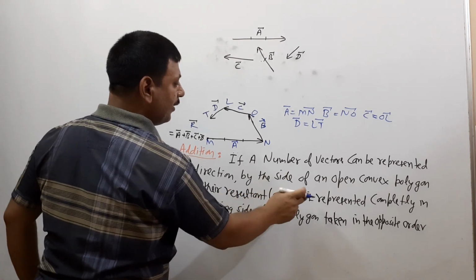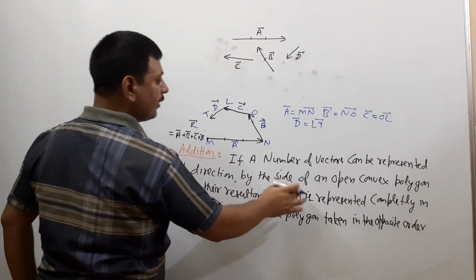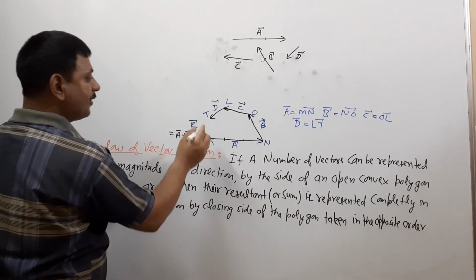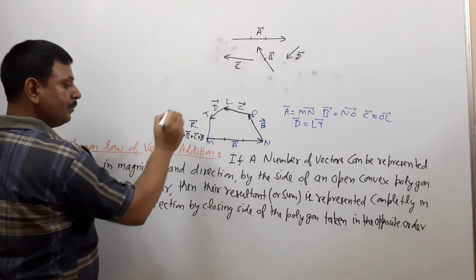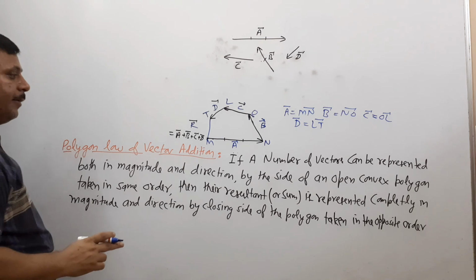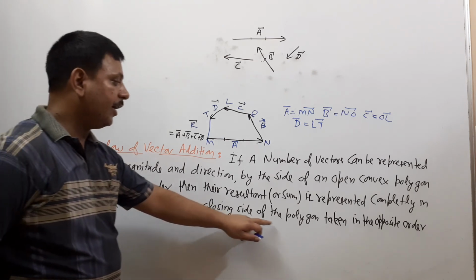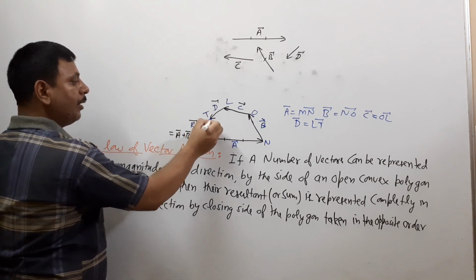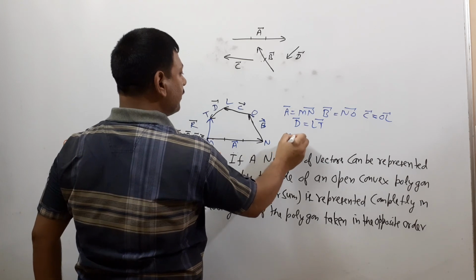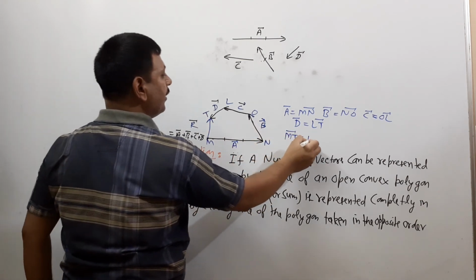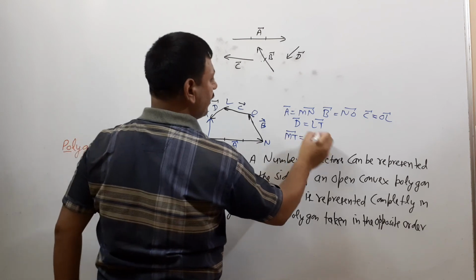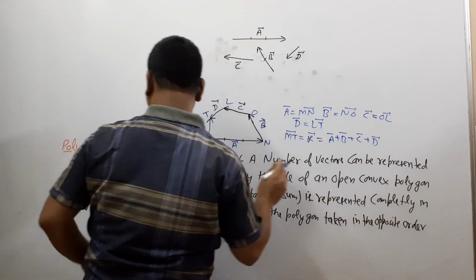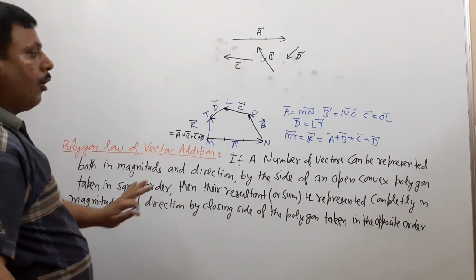Then their resultant or their addition or their sum is represented completely in magnitude and direction by the closing side. This will be the closing side. Direction should be taken in opposite order. So the order, next order is TM. The opposite order will be MT. So this MT will represent the resultant. This R is equal to A plus B plus C plus D. So this is called the polygon law of vector addition.